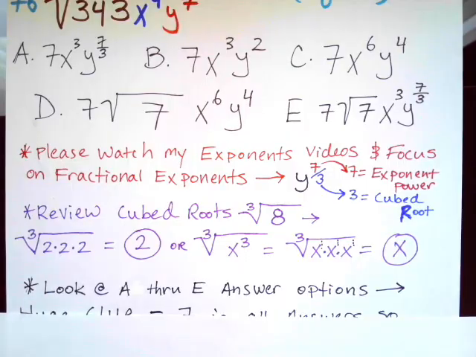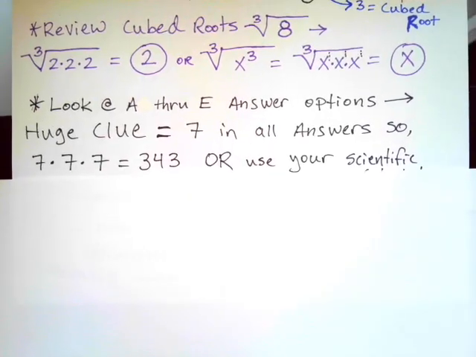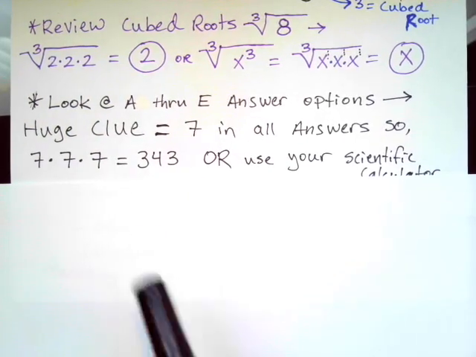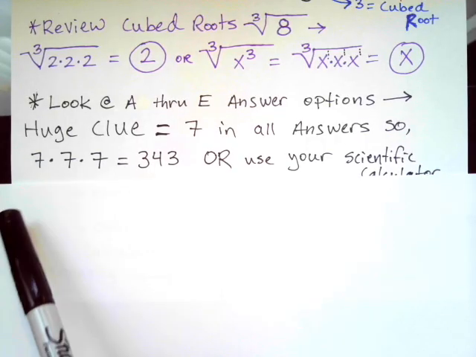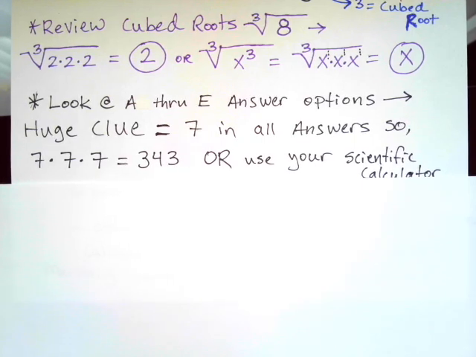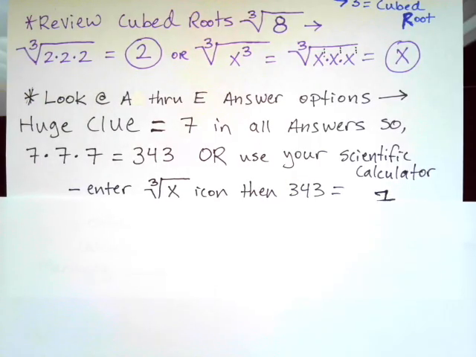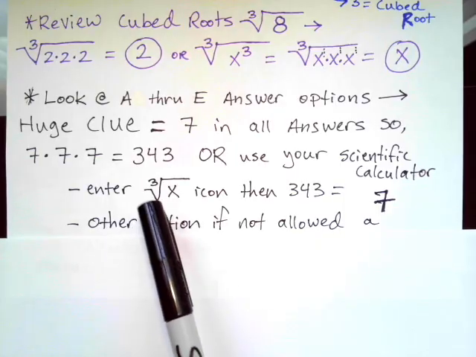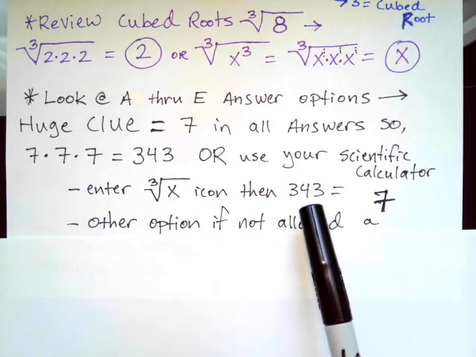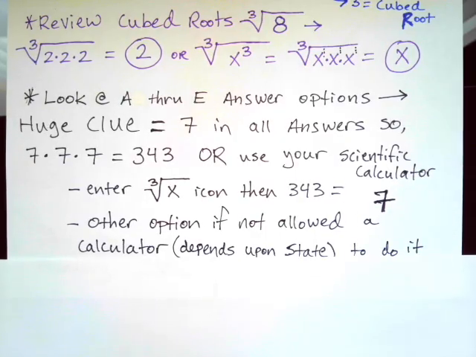So most likely, you can use that clue to determine manually what that value of 343 breaks down to. 7 times 7 is 49. 49 times 7 is 343. Or if you are allowed a scientific calculator, it just depends on the area that you live in, what they will or will not allow, then of course you could enter the cubed root icon, then the target number 343, then the equal sign, and that will give you a value of 7.